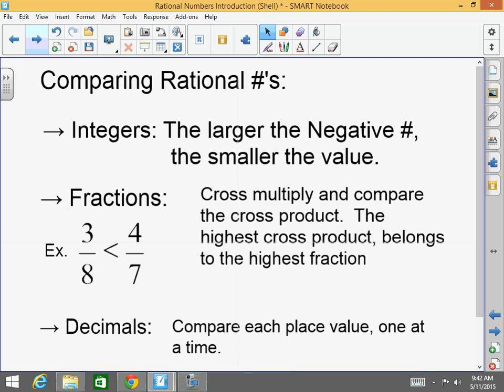Comparing rational numbers. We've talked about this already as well. Luckily, this chapter should be a review of a lot of things that we've done. To compare integers, negative numbers, remember that the larger the negative number, the smaller the value. So if I have to compare negative 100 and negative 48, negative 48 is greater than negative 100. The larger the negative number, the smaller the value.